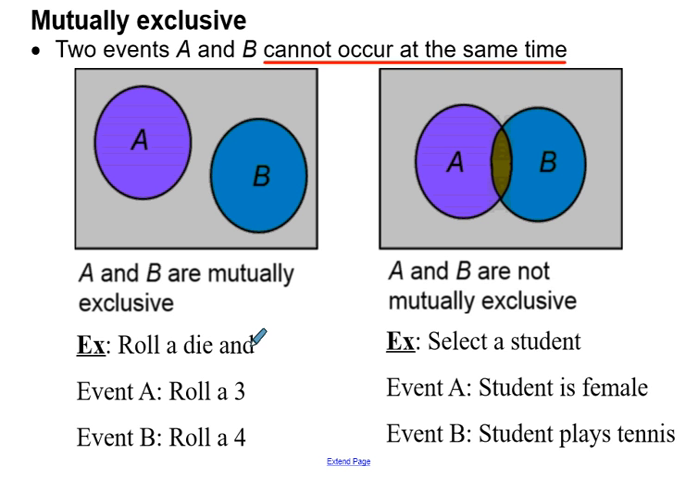An example of 2 events that can occur at the same time would be, maybe I select a student from the population and I want to know what's the likelihood that the student is female, is event A, and event B is the student plays tennis, and there is an overlap. That overlap would be a student who is a female and plays tennis, and there are plenty of those students. So those events are, we would say, not mutually exclusive. They have some overlap.